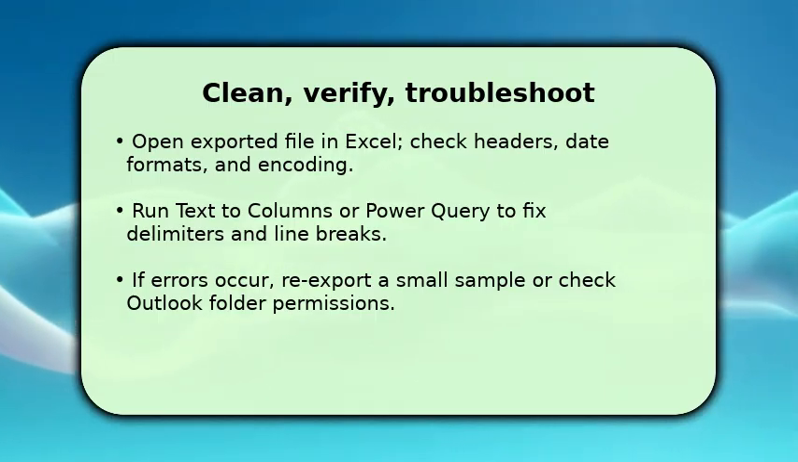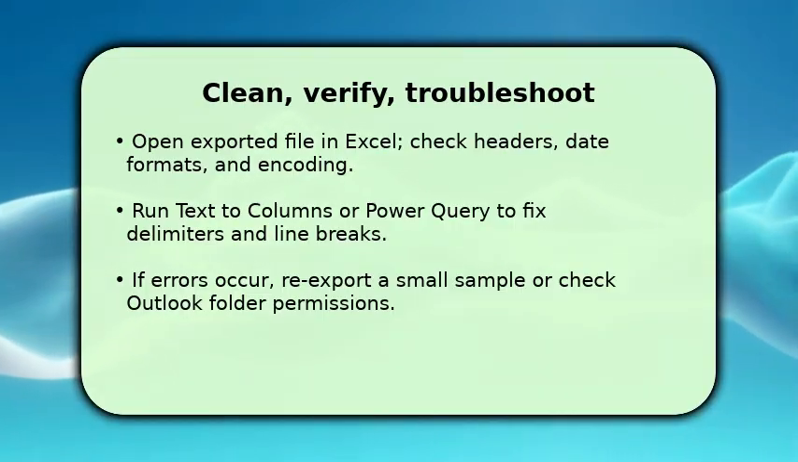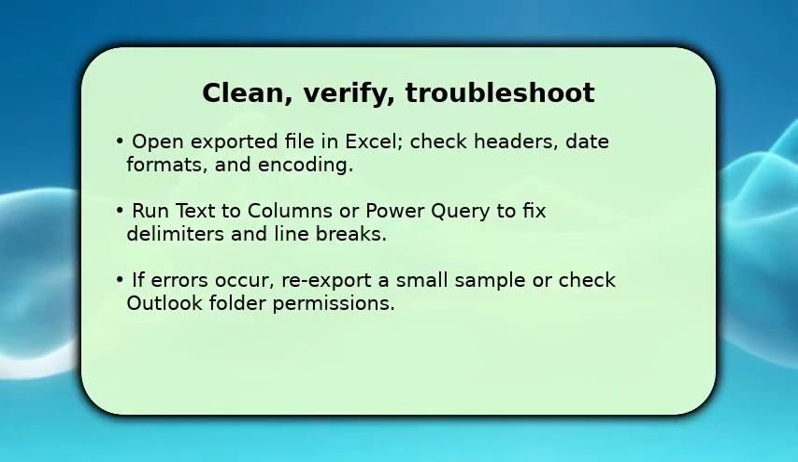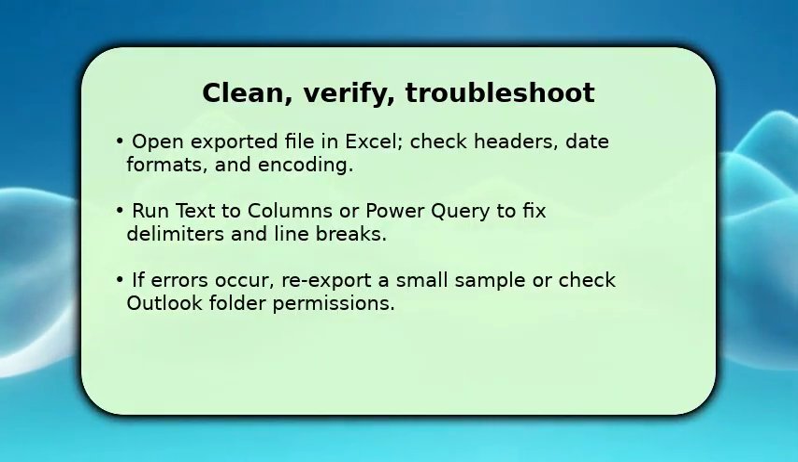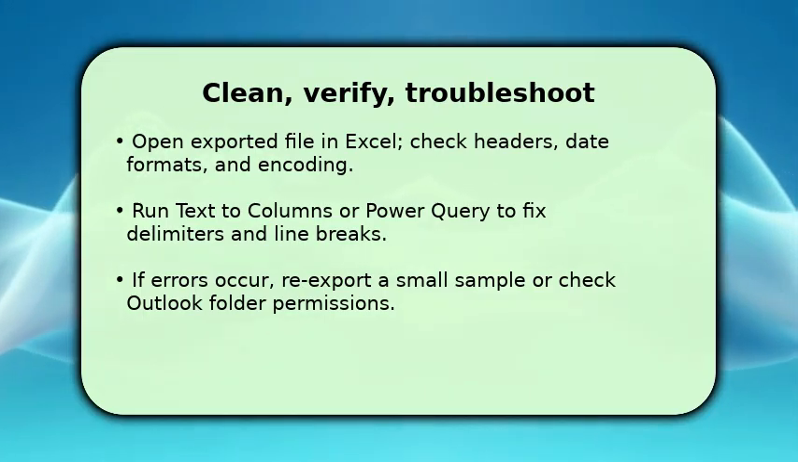Save a backup copy. If something goes wrong, re-export a small sample to isolate the issue, and make sure you have read permissions for the Outlook folder. If needed, restart Outlook and try again. Often a permissions or encoding tweak fixes remaining problems.